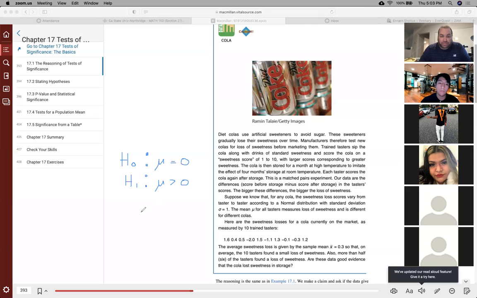Now, our value of x bar was 0.3. Is 0.3 close enough to 0? By the way, there are 10 people in my sample, right? So my x bar was 0.3 and there are 10 people in my sample. The question is, is that enough evidence to suggest that the sweetness loss is not 0, or that it is 0? Remember, we're only questioning whether it's 0 or not. We're either going to reject the null hypothesis or we're not going to reject the null hypothesis.